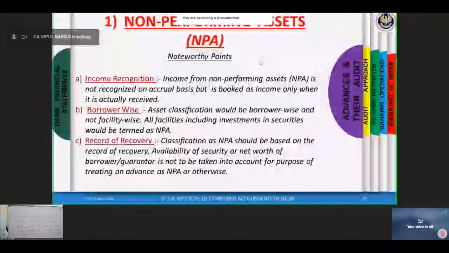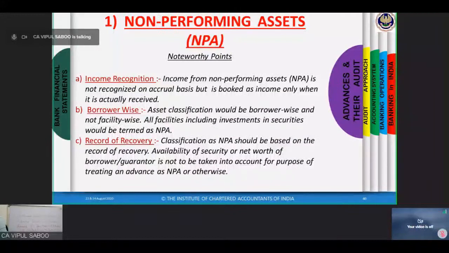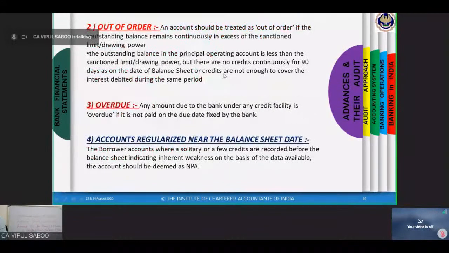So, income recognition. First of all, you should know non-performing assets. We'll do it with income only. Right? Let us do further. Accounts regularized near the balance sheet date. What happens is when you go on an audit, if the banks know that they will be audited at the end of the year, 31st March closing time.